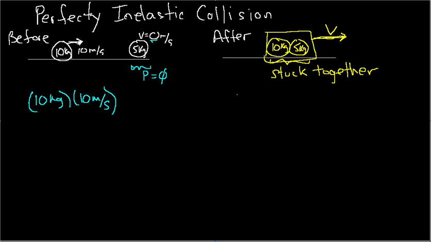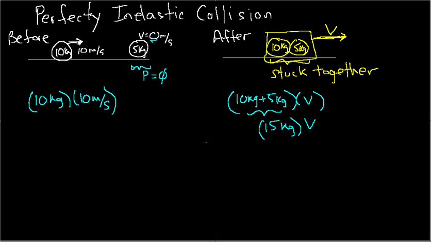After, we're going to have the 10 kilogram plus the 5 kilogram. That's going to be our total mass because the whole thing is one object now that's stuck together. And that's going to be multiplied by some velocity v. That's the total momentum after the collision. So you see that this here is simply 15 kg times some v. And that's going to be equal to the momentum before, which is 100 kg times m over seconds.